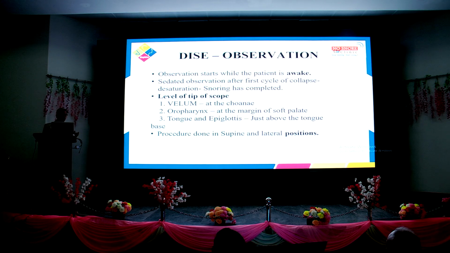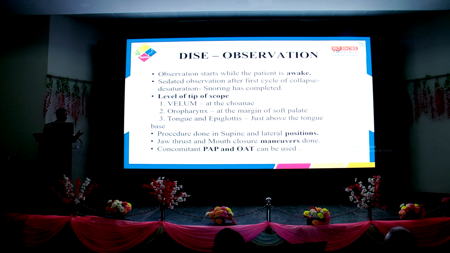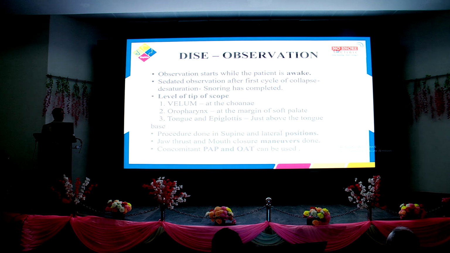If your polysomnography tells you that the patient has a positional variation in AHI, you can do procedures like jaw thrust and mouth closure, and even if you want, you can put on a CPAP while the patient is under DISE and see how the CPAP will or will not help the patient. And you can also use oral appliance therapy while you're doing the endoscopy.